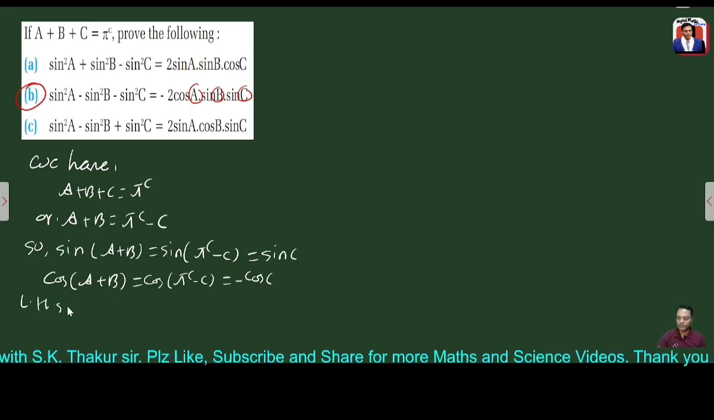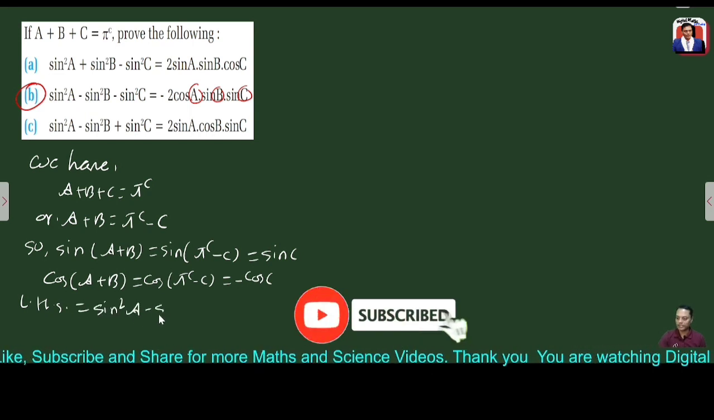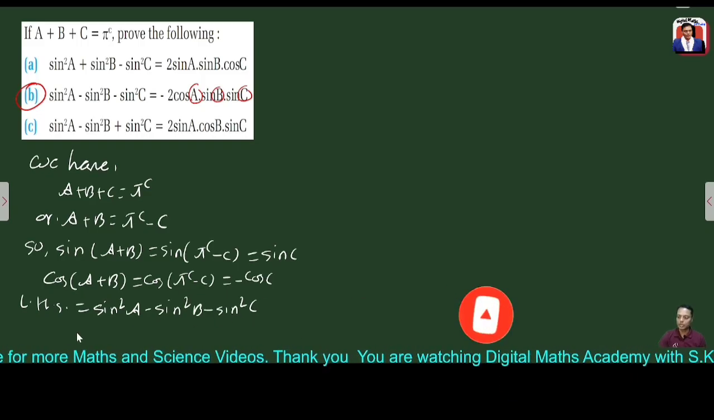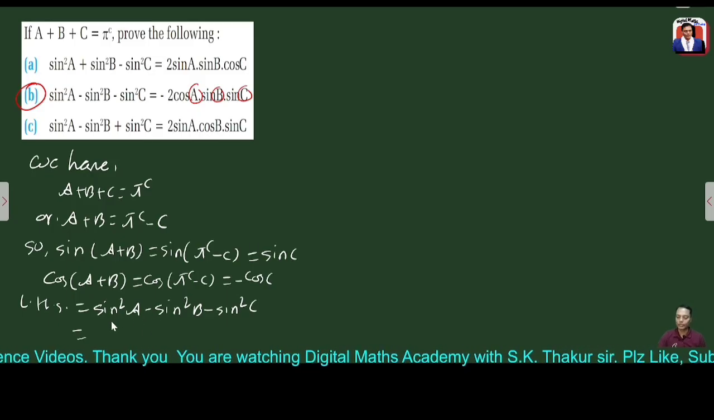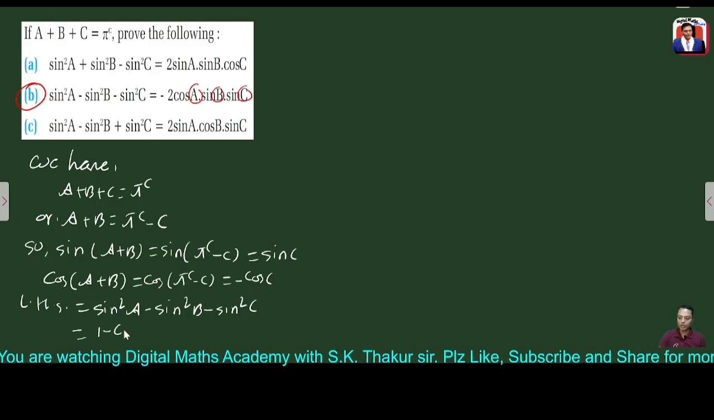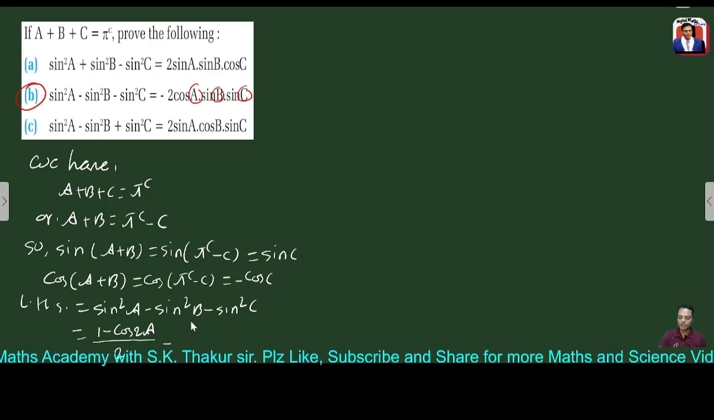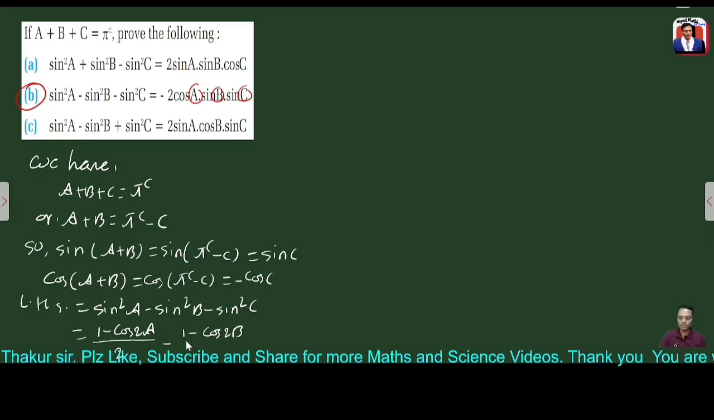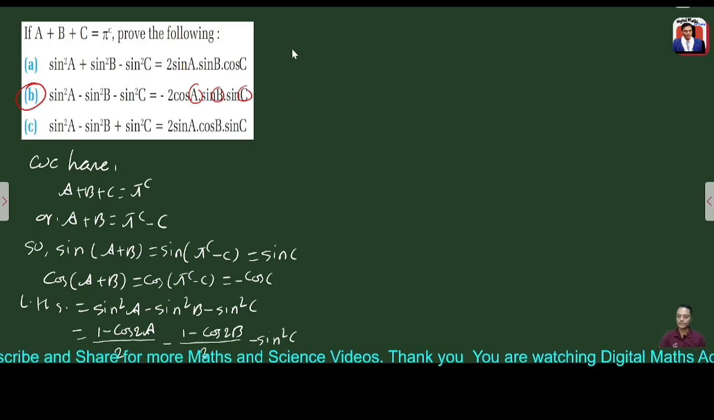So we have here left hand side we have sine square A minus sine square B minus sine square C. I have already explained in the previous video how to remove square. So when you remove square, then for sine square A, the angle becomes double. So we have here 1 minus cos double of the angle by 2, and here sine square B becomes 1 minus cos 2B, that's double of the angle by 2, and minus sine square C.